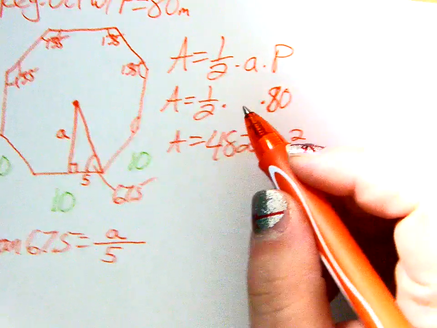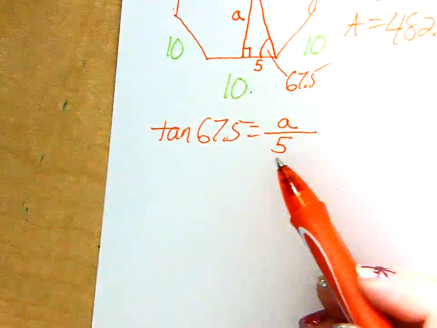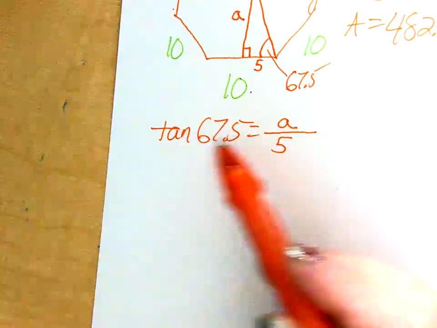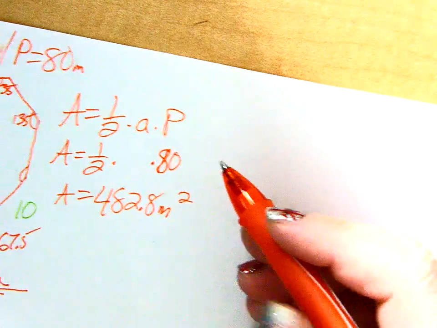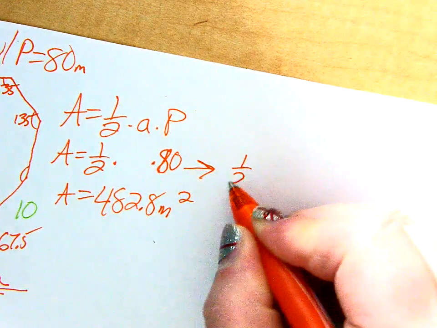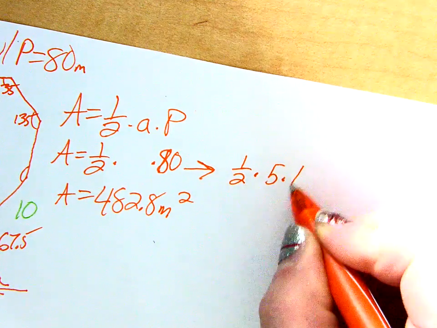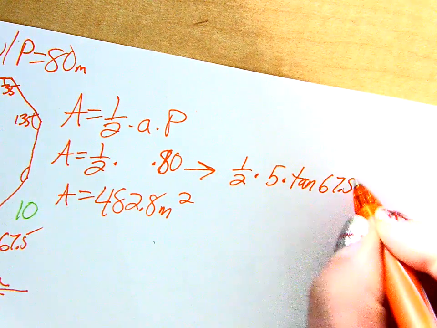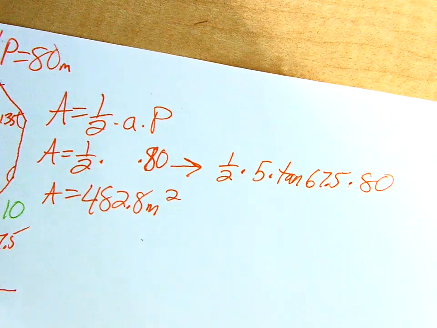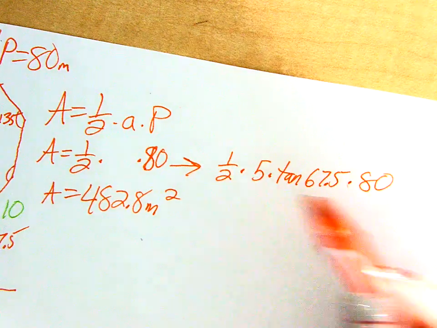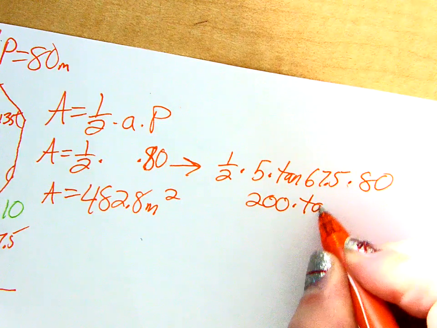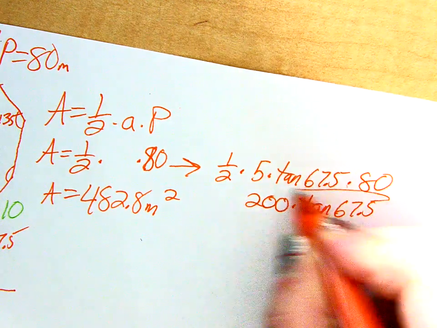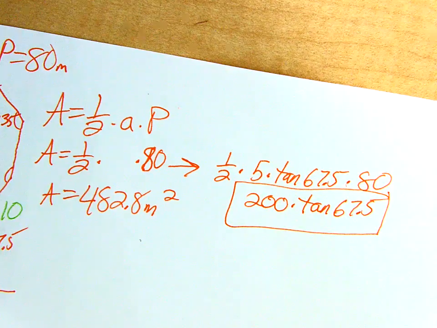Here's how you write an exact answer for this. If I go back up here, really go way back to here. Isn't A equal to 5 times this tangent? Right? So, 1/2 times 5 times the tangent of 67.5 times 80. And now you could just simplify and say, what's 40 times 5? It's 200. 200 times the tangent of 67.5. That's an exact answer right there. You have not rounded anything.